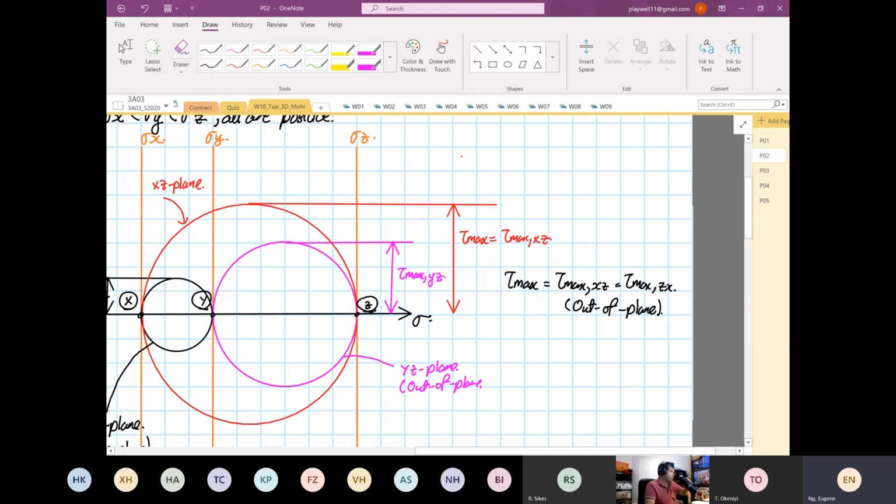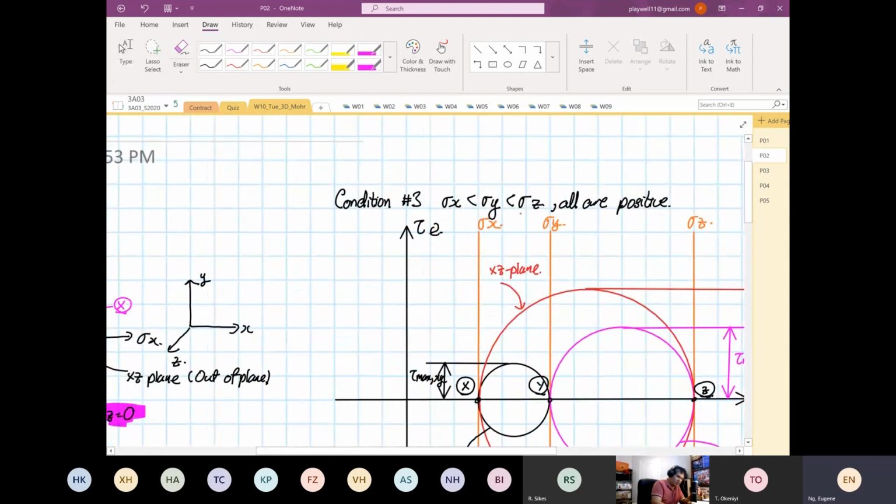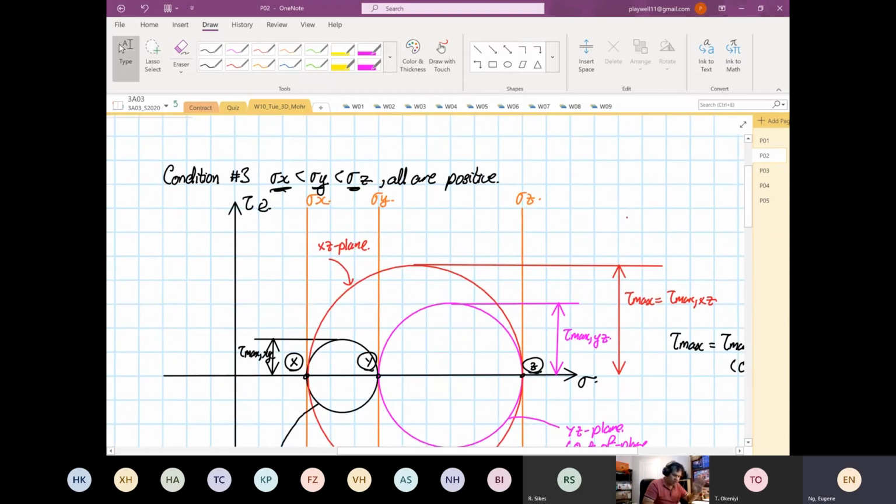Okay, if you construct using 2D Mohr circle, you cannot construct just using 2D Mohr circle for this case, because you have stresses in what? 3 directions. In the other 2 cases, you can use 2D Mohr circle because stress Z is equal to what? 0. Okay, so for this case, you have to construct 3D Mohr circle. There's no 2D Mohr circle.